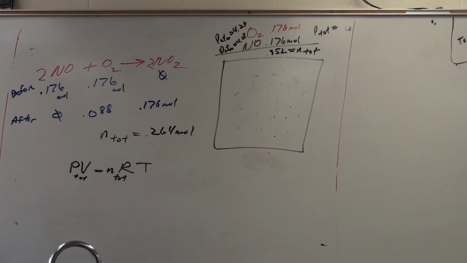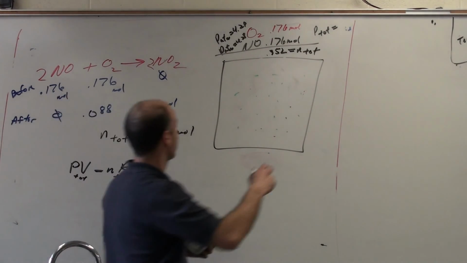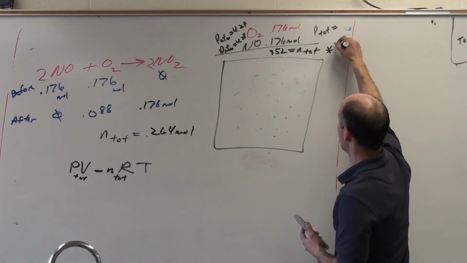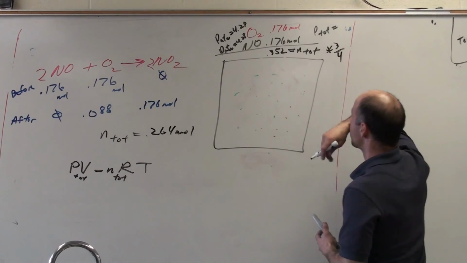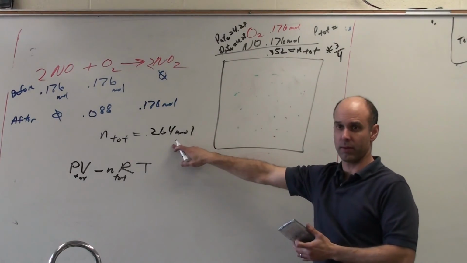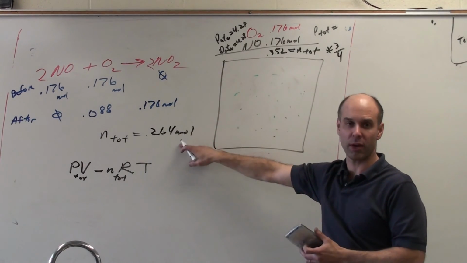No, it decreased by 3/4. It's gotta get smaller. The moles have to get smaller. So if you take this number and you multiply it by 3/4, that's the number you get. So the moles decreased by 3/4.